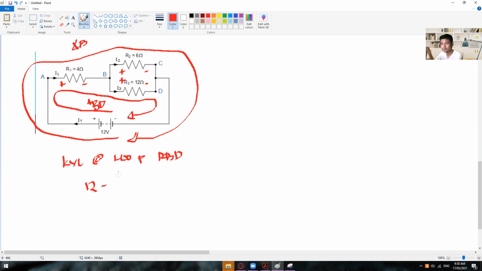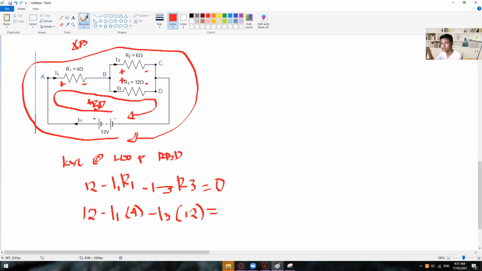So negative I1 times R1. All right, and then right here it will pass through I3, minus I3 times R3. And then going back to its original voltage source, it's now equal to 0. So 12 minus I1, so R1 is 4, I1 times 4, minus I3 times, so R3 is 12, is equal to 0. So this is now your equation ABD.